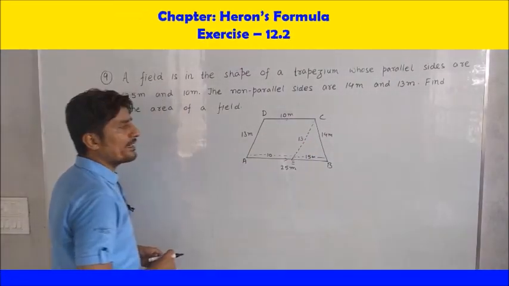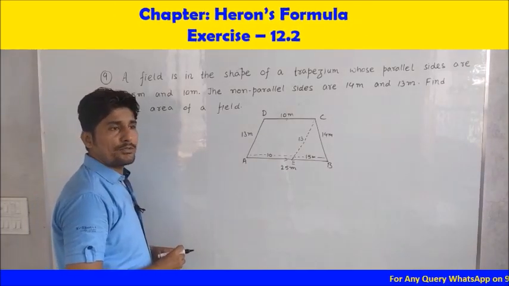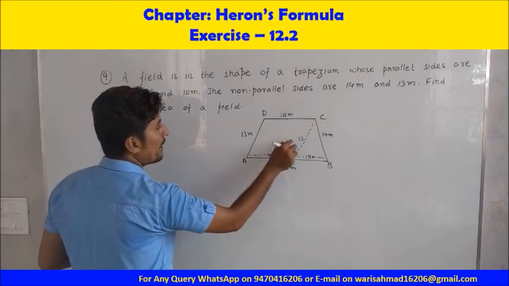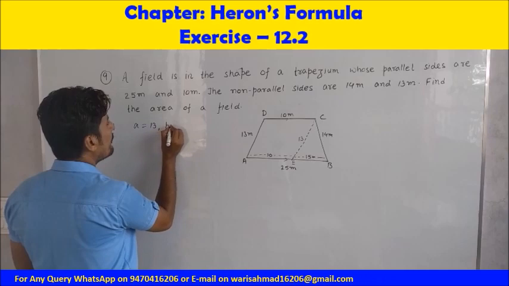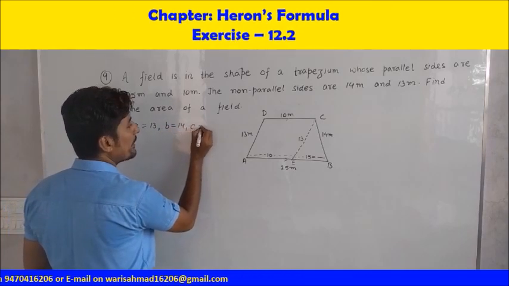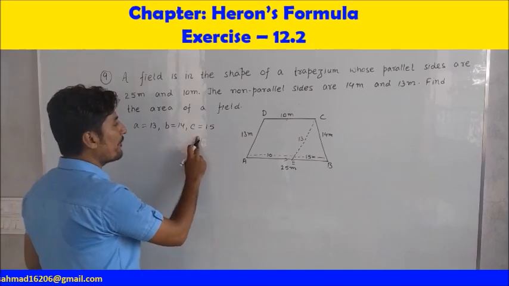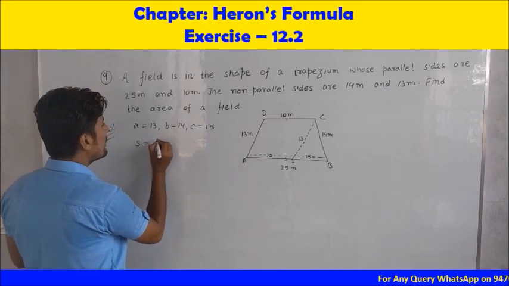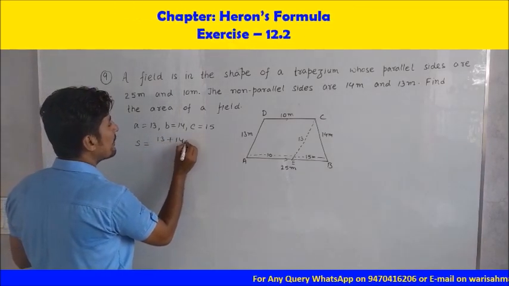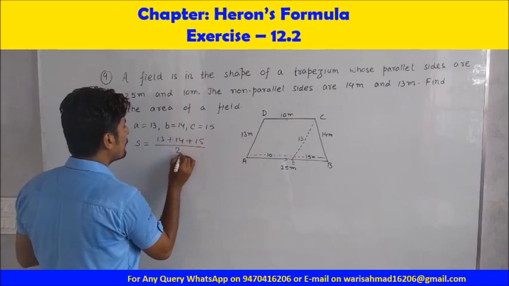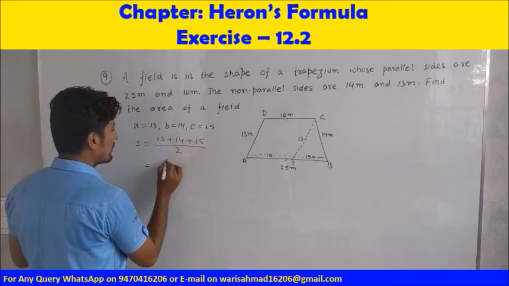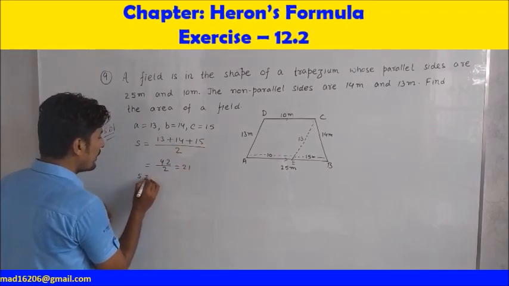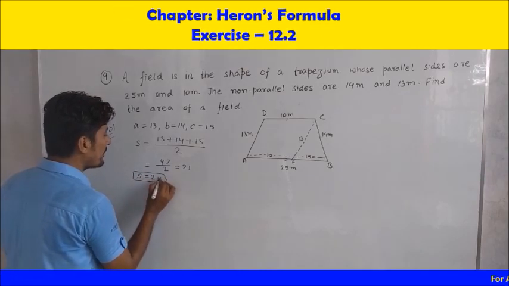Since this is a scalene triangle, we have to find its area by using Heron's formula. So here let us see the solution. The value of A we can take as 13 meter, the value of B we can take as 14 meter, while the value of C we can take as 15 meter. After getting the values of A, B and C, first of all we have to find the semi-perimeter S. S is equal to 13 meter plus 14 meter plus 15 meter divided by 2, equal to 42 meter upon 2, equal to 21 meter. So the value of S is equal to 21 meter.